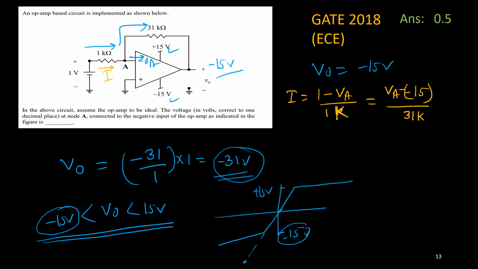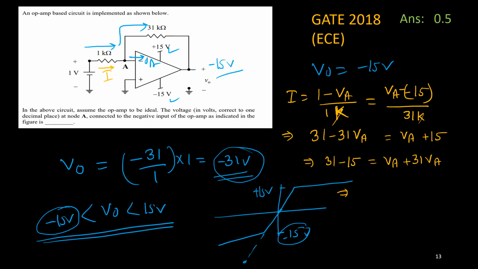So can I find out this potential here? Can you solve it? It is very simple. The kilo cancels out. So 31 minus 31 VA should be VA plus 15. If I consider this one, 31 minus 15 equals VA plus 31 VA.